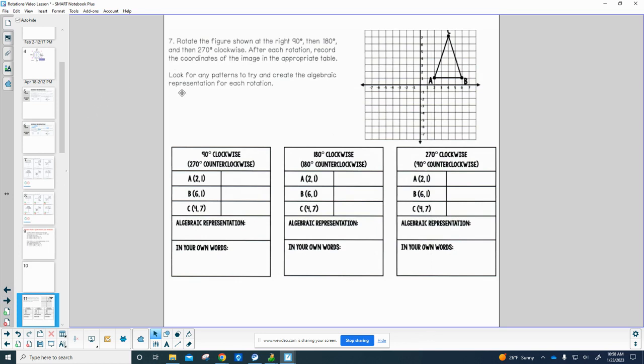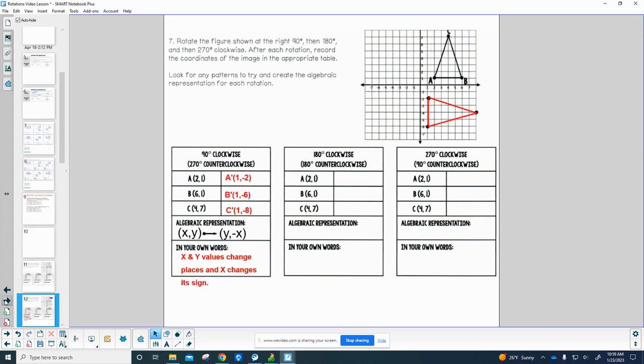Okay, so let's practice a couple. Rotate the figure shown at the right 90 degrees, then 180 degrees, then 270 degrees clockwise. After each rotation, record the coordinates of the image in the appropriate table. Look for any patterns or try to create the algebraic representation for each rotation. So let's try the first one.